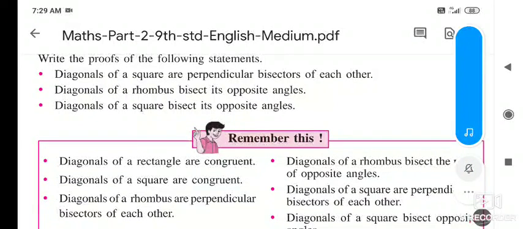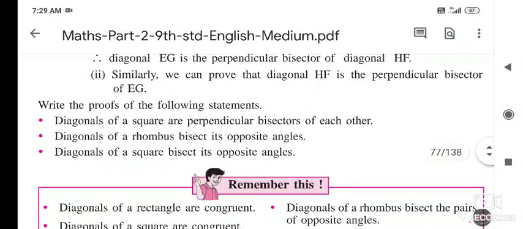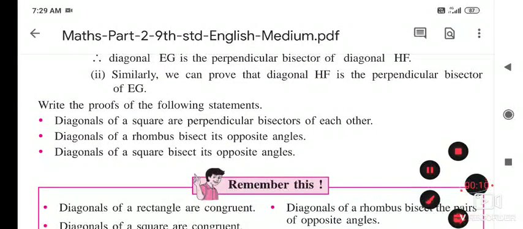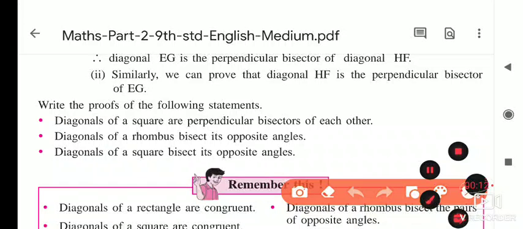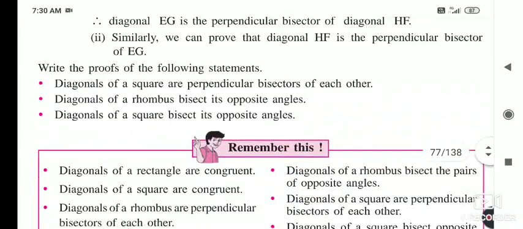Lesson number 5, quadrilaterals. Under this, yesterday I told you to write the proof for the following statements. Some students wrote the proofs and sent them to me, and some students did not. So the remaining students, complete your proofs and send them to me on my personal number.